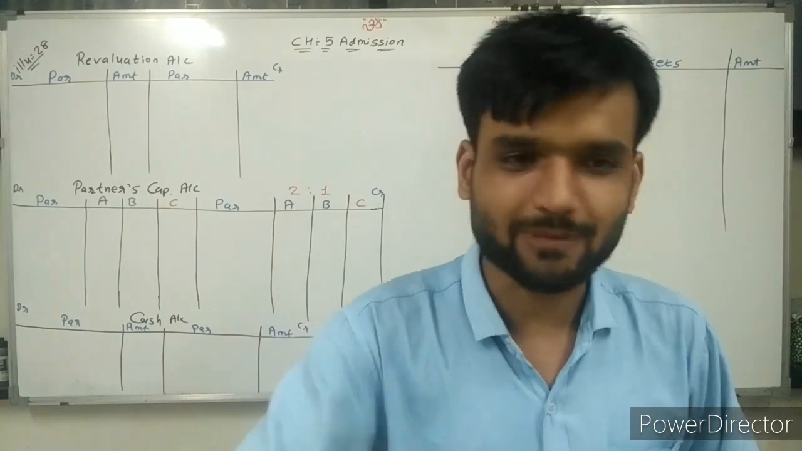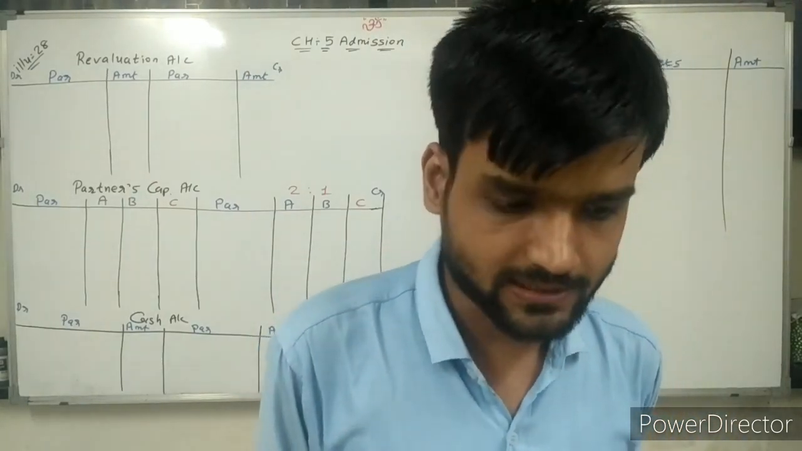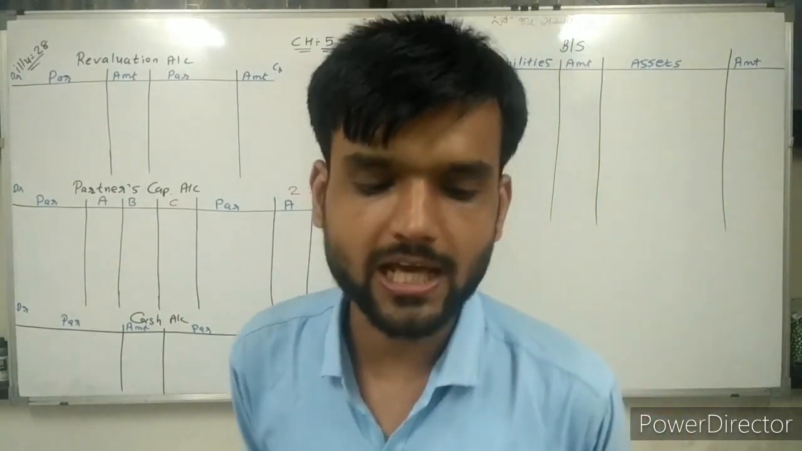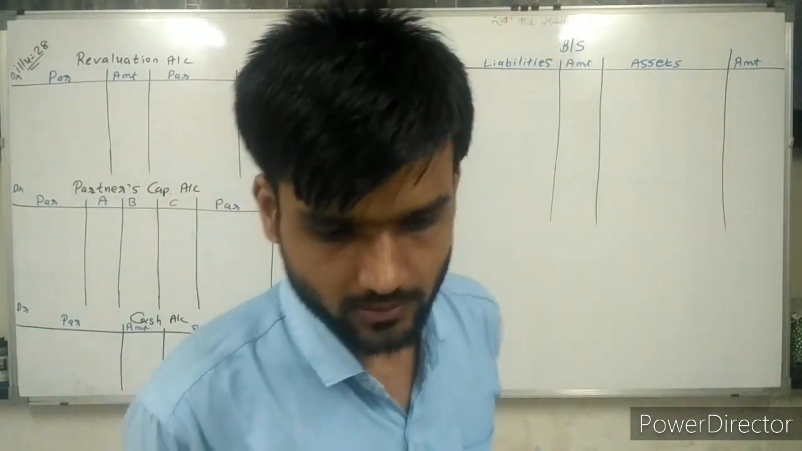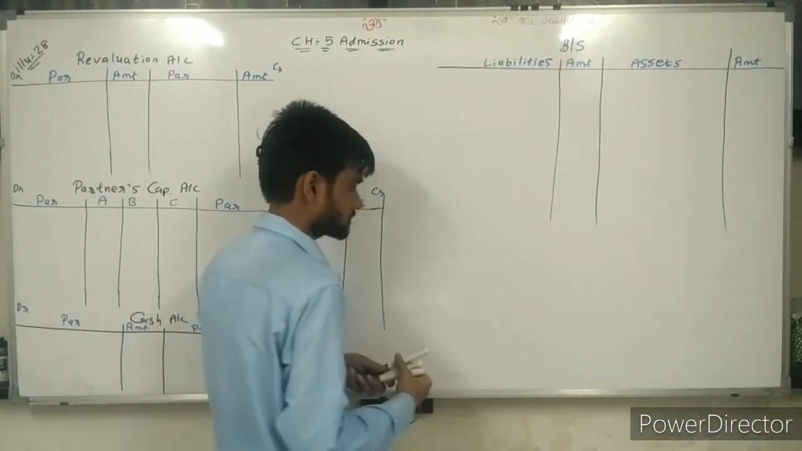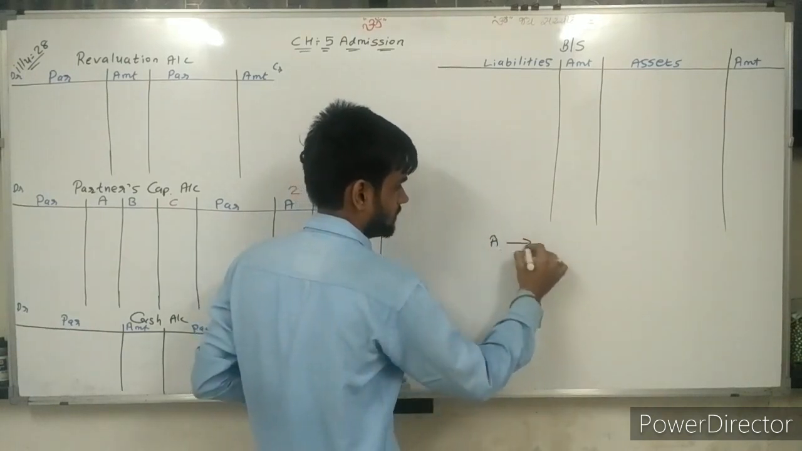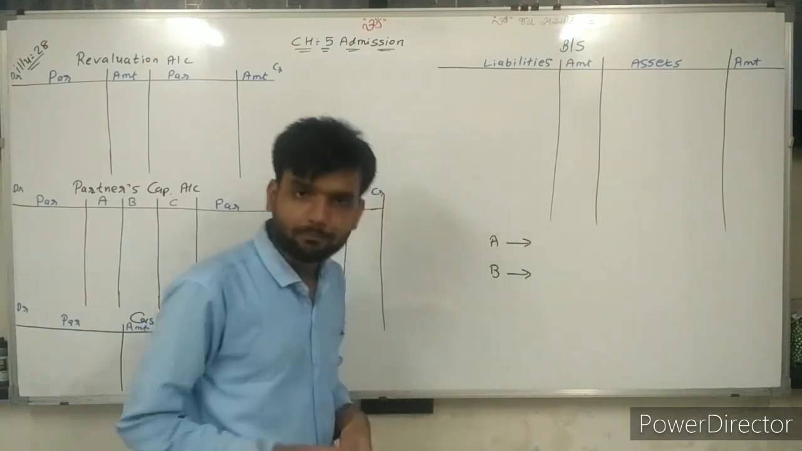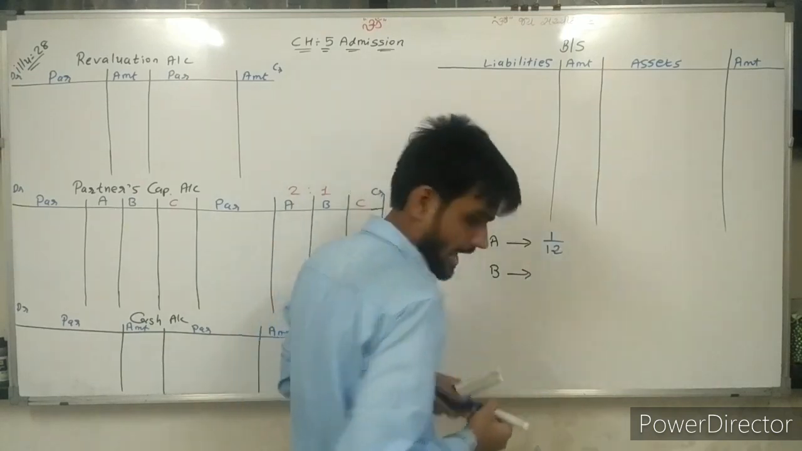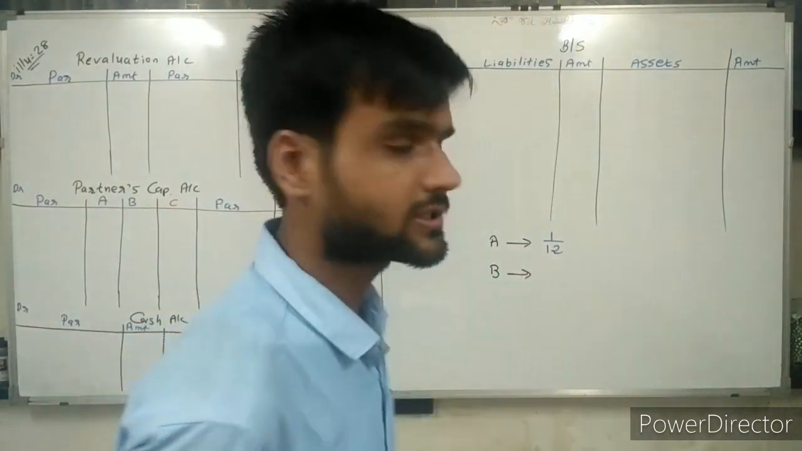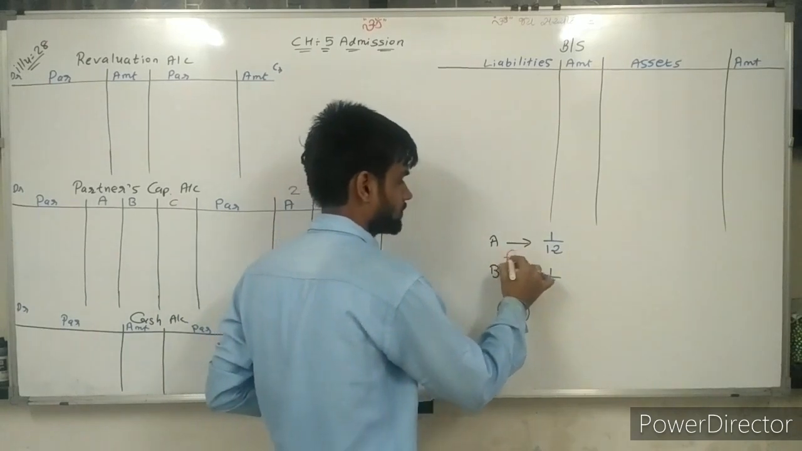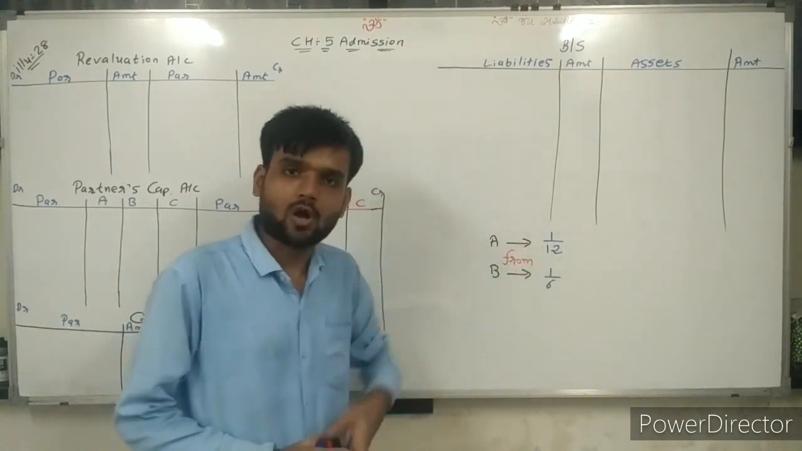Going ahead, first adjustment. A sacrificed 1/12 share and B sacrificed 1/6 share from their profit in favor of C. It means, here I am writing, A and B. A sacrifices 1/12 and B sacrifices 1/6. And what is given? From their profit.